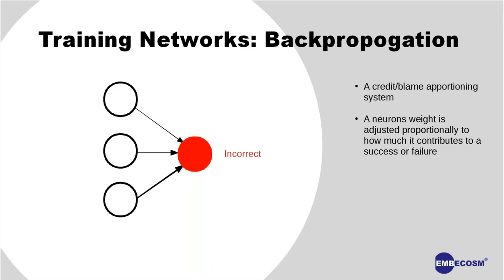A similar thing applies for my incorrect solution. In this case, I've got it wrong, and I want to penalize my neural network because it's done the wrong thing. In this case, I penalize my bottom neuron very heavily because it contributed a lot to this failure, and I don't do so much to the other 2 because they didn't contribute so much. And by doing this many times, backpropagation forces the neural network to organize itself around what you want it to do.